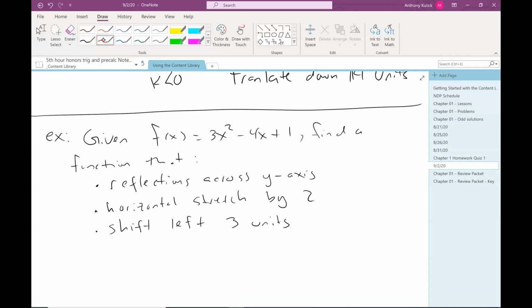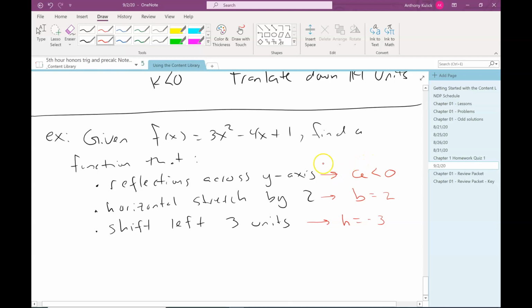So, given that f of x is 3x squared minus 4x plus 1, I could ask you to find a function that meets certain criteria, a transformation of that f of x function that meets certain criteria. So, reflecting across the x-axis tells me that my a should be negative. Everybody okay there? Horizontal stretch by a factor of 2 tells me that the b should equal 2. And shift left 3 units tells me the h should be negative 1. Everybody okay there?